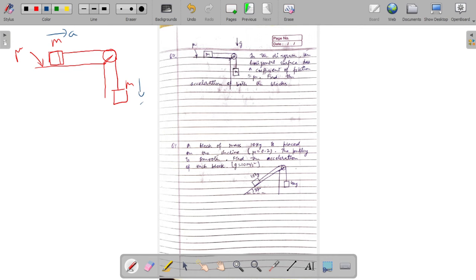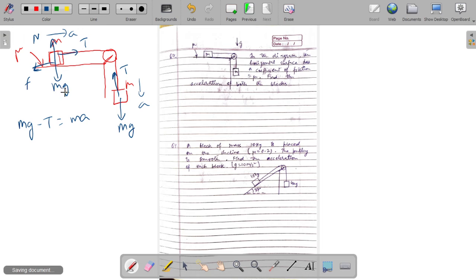Acceleration of both the blocks should have the same value as they are related by the same string. Drawing the forces on both the masses, we would say the tension acts on the mass M in this direction, gravitational force this. So mg minus T would be equal to mass times acceleration. And for this mass, gravitational force is acting in downward direction, normal reaction in this direction, tension and the friction. Friction is acting in leftward direction as the block is being driven towards right. So for block number 1, that is this one, this is the equation.